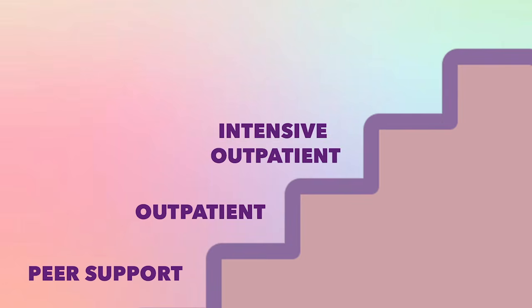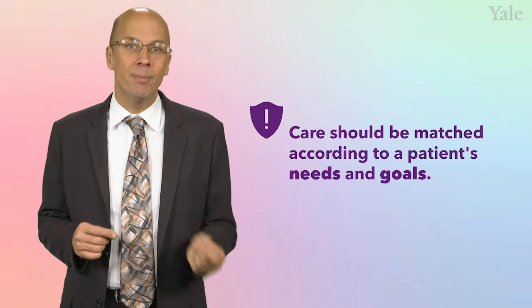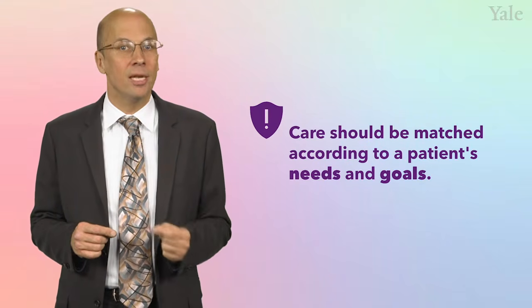So, those are the 5 broad treatment settings or steps of care that you might consider for your patient: peer support activities, outpatient services, intensive outpatient services, residential and inpatient care. This variation reinforces our notion that treatment is not a one-size-fits-all approach, and that care should be matched according to a patient's needs and goals.